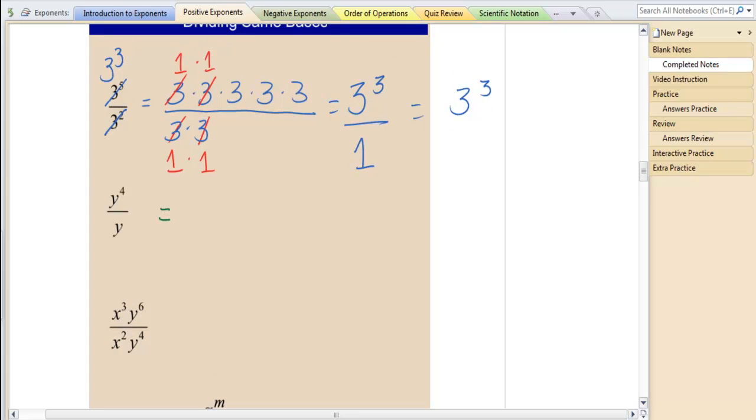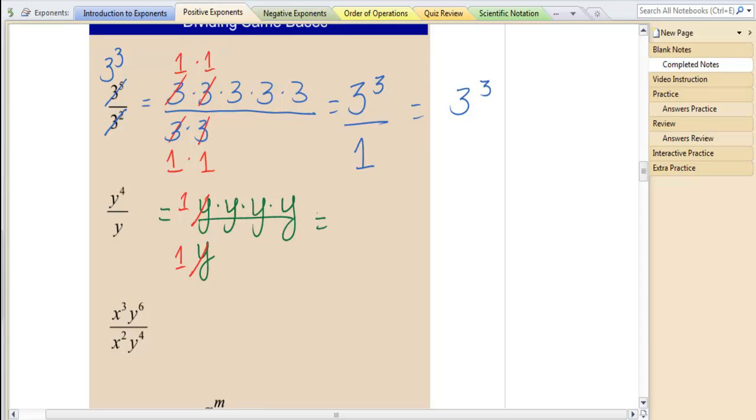So y to the 4th. I'd like you to think about what that equals. That equals 4 y's. And then in the denominator we have 1 y. Do you see anything we can cancel? Cancel meaning we can divide to equal 1. Y divided by y is just 1.